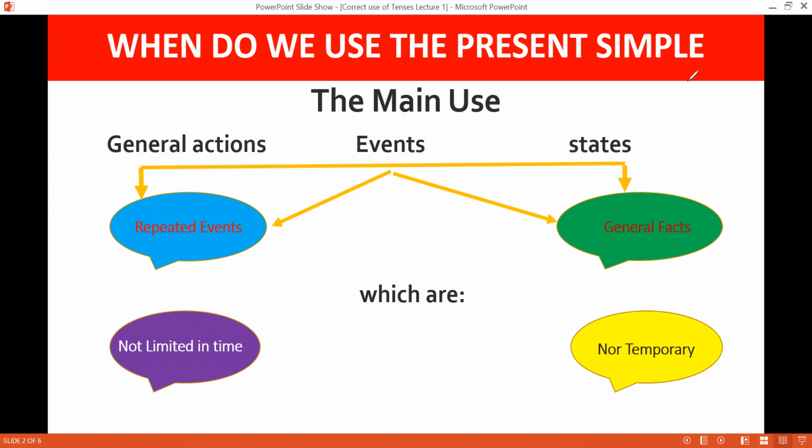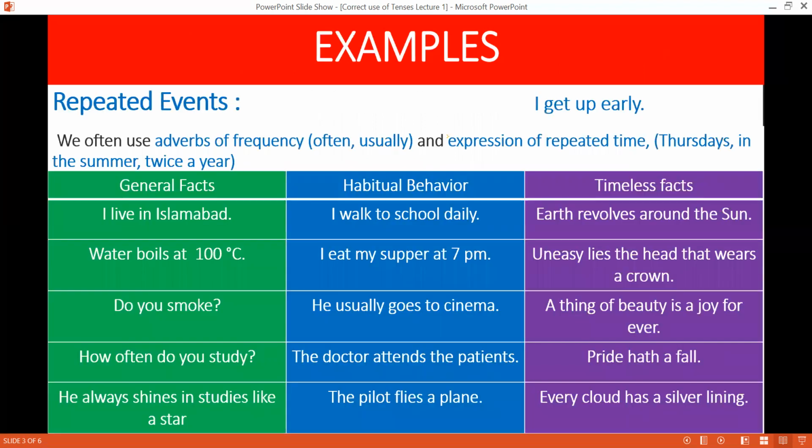When do we use the present simple? The main use of present simple is for general actions, events and states which are repeated events, facts which are general facts, which are not limited in time and nor temporary. These are the usages, these are the conditions where we can use present simple tense. Now, we try to learn it through examples.